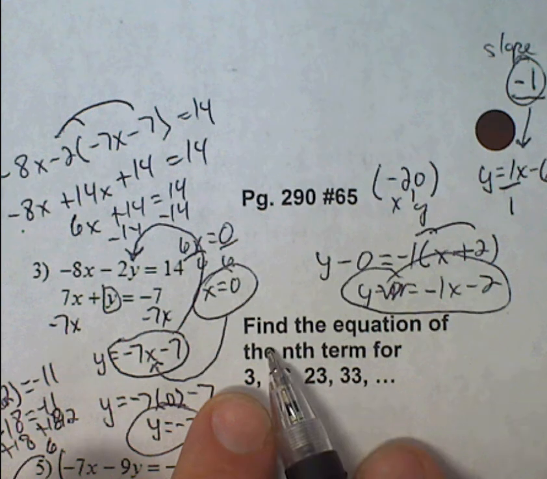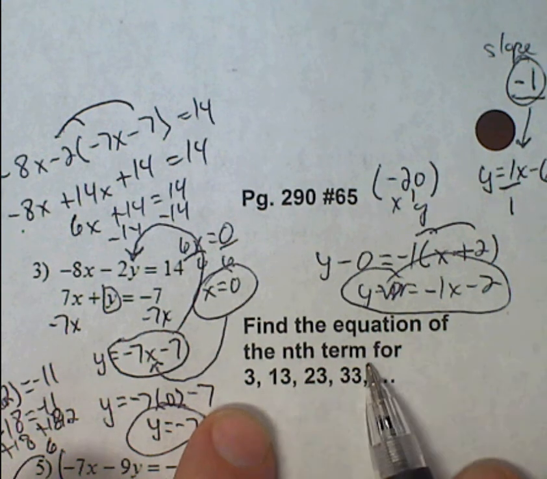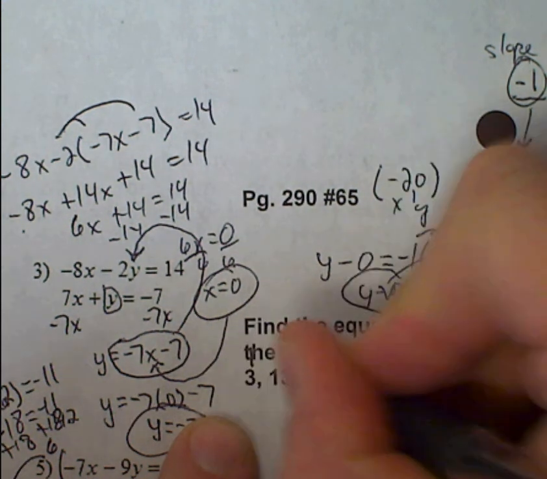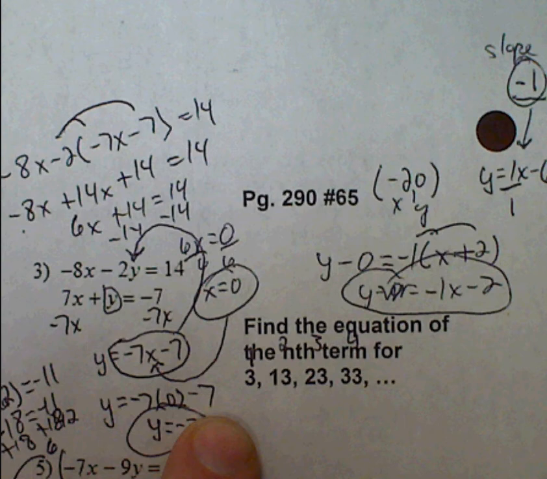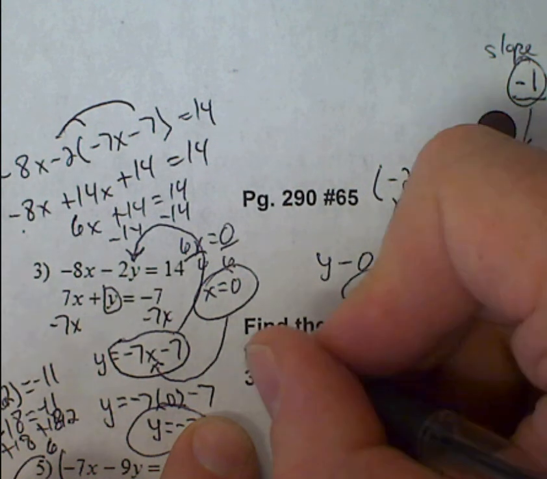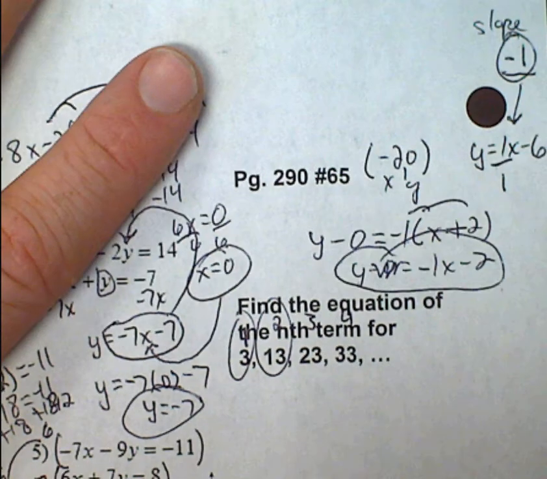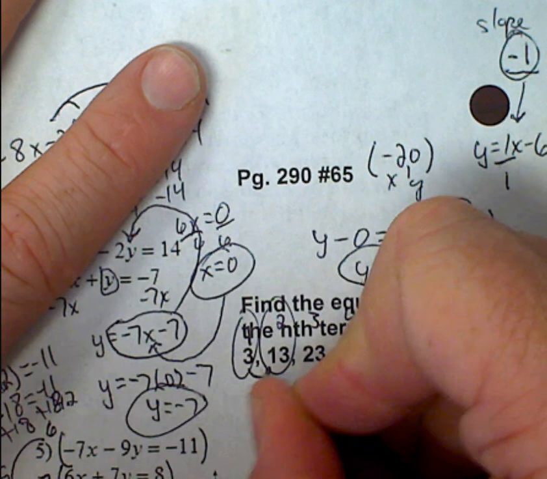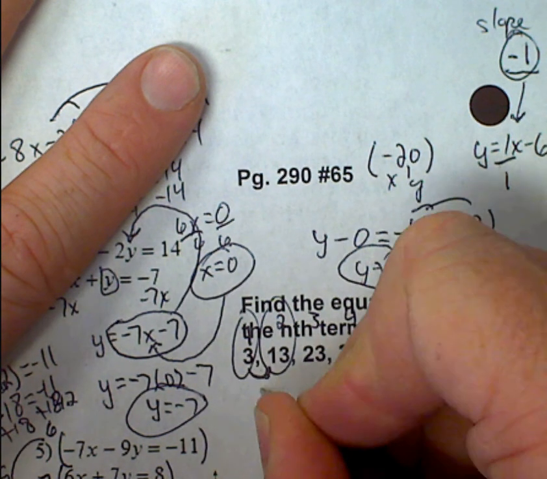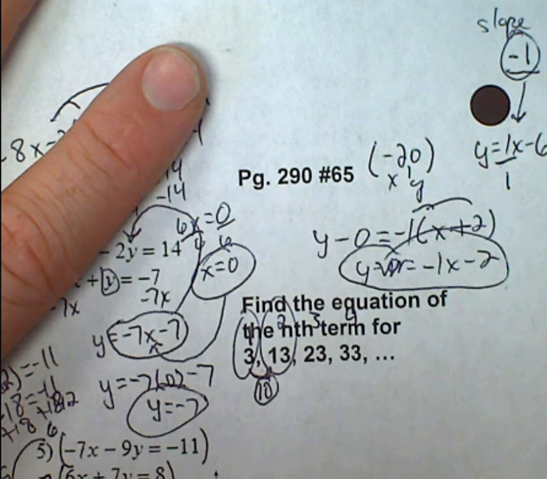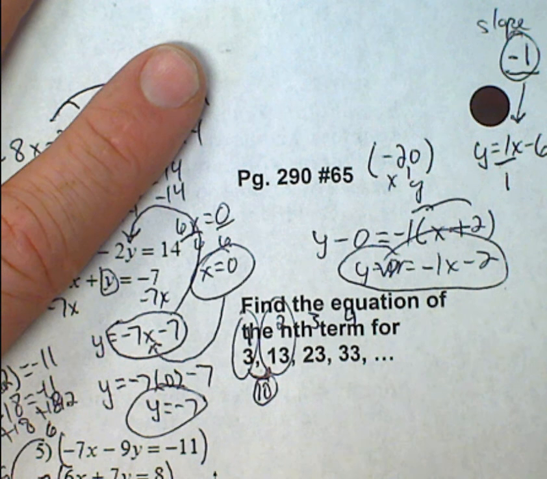Next problem. Find the equation of the nth term. 1, 2, 3, 4. I'm given 2 points. If I'm given 2 points, I can find the equation, and I can also find the difference. 3 plus what gives me 13? 10. 10 is going to be my slope.